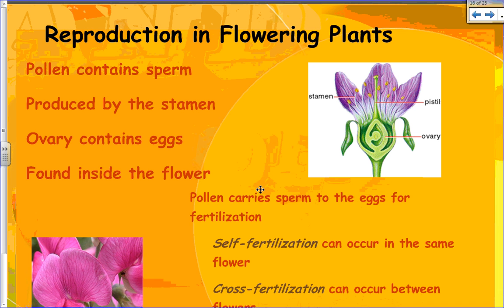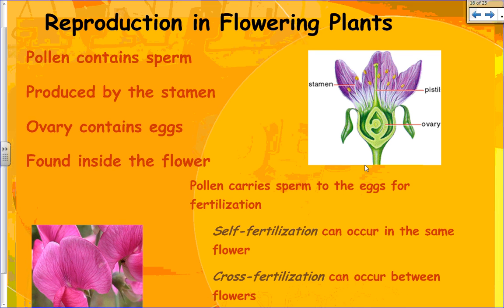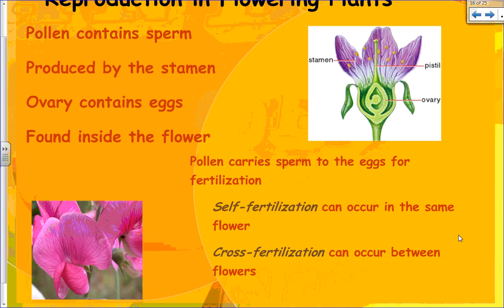Pollen will carry sperm to the egg for fertilization in one of two ways. A plant can self-fertilize, meaning it can occur in the same flower, so pollen from the same flower can pollinate that flower, or there can be cross-fertilization between flowers. And obviously cross-fertilization is going to allow for a little bit more genetic variability than self-fertilization.